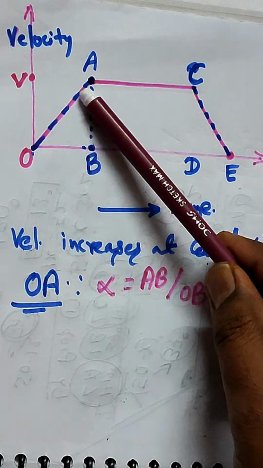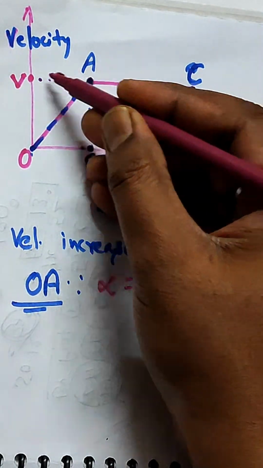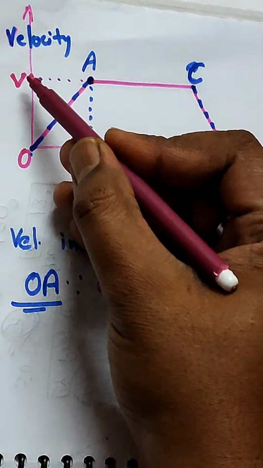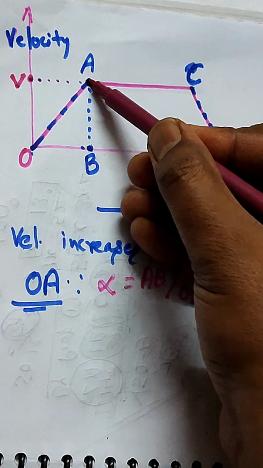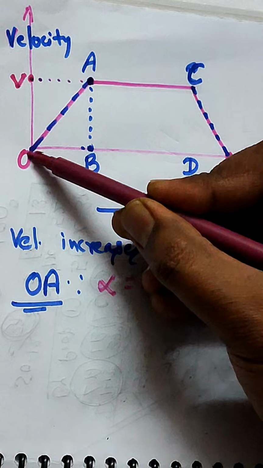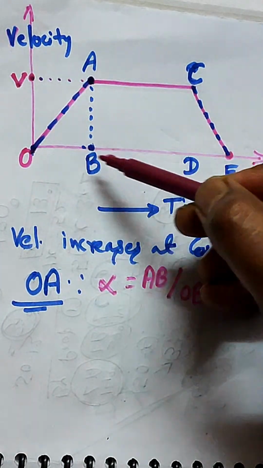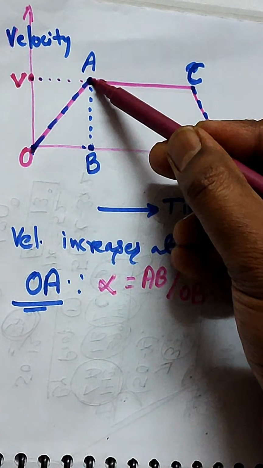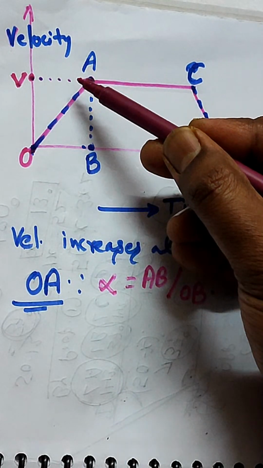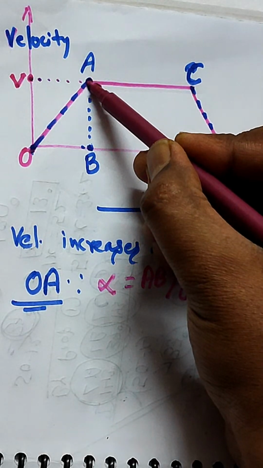Because in the question it's given that the velocity of a train increases at a constant rate alpha from 0 to v, and A is the point where it attains the velocity v. So when the train starts traveling from O, O is equal to 0 on the number line. Then from O to A, the train's speed is gradually increasing. Then when it reaches the position A, it attains a constant velocity.